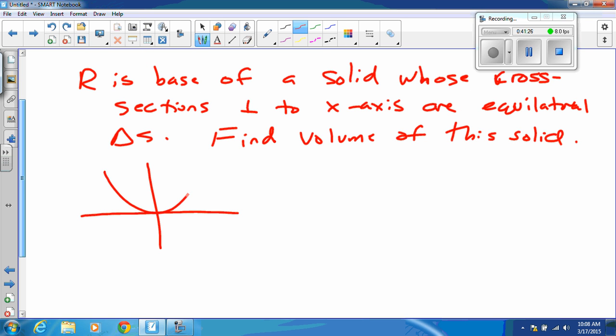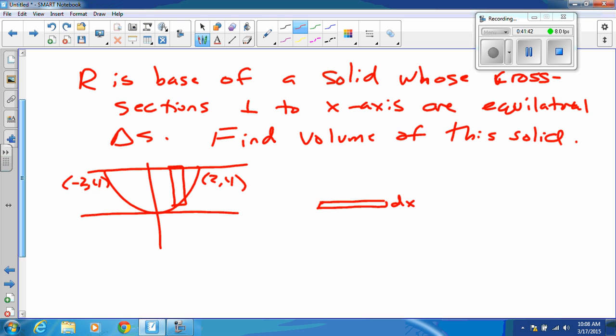At this point, we're pretty familiar with what we need. We need a base, and we need a cross section. Here's my representative cut. It's going to come out here like so with a width of dx. And now we're going to have equilateral triangles built on top of that. It looks sort of like a pyramid. It's not a pyramid. To make it obvious that it's not a pyramid, there. That's better. Okay. And so now we need to find the volume of this.